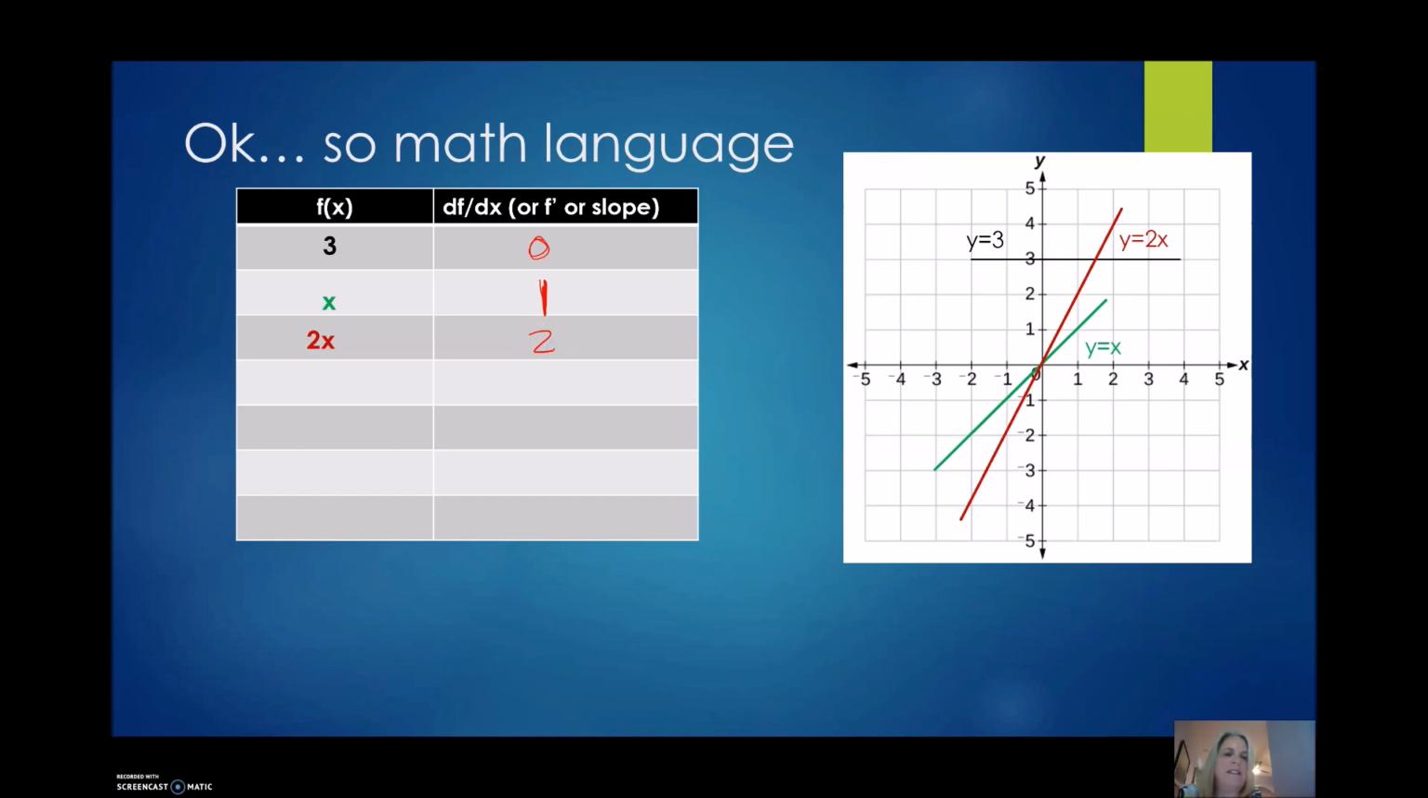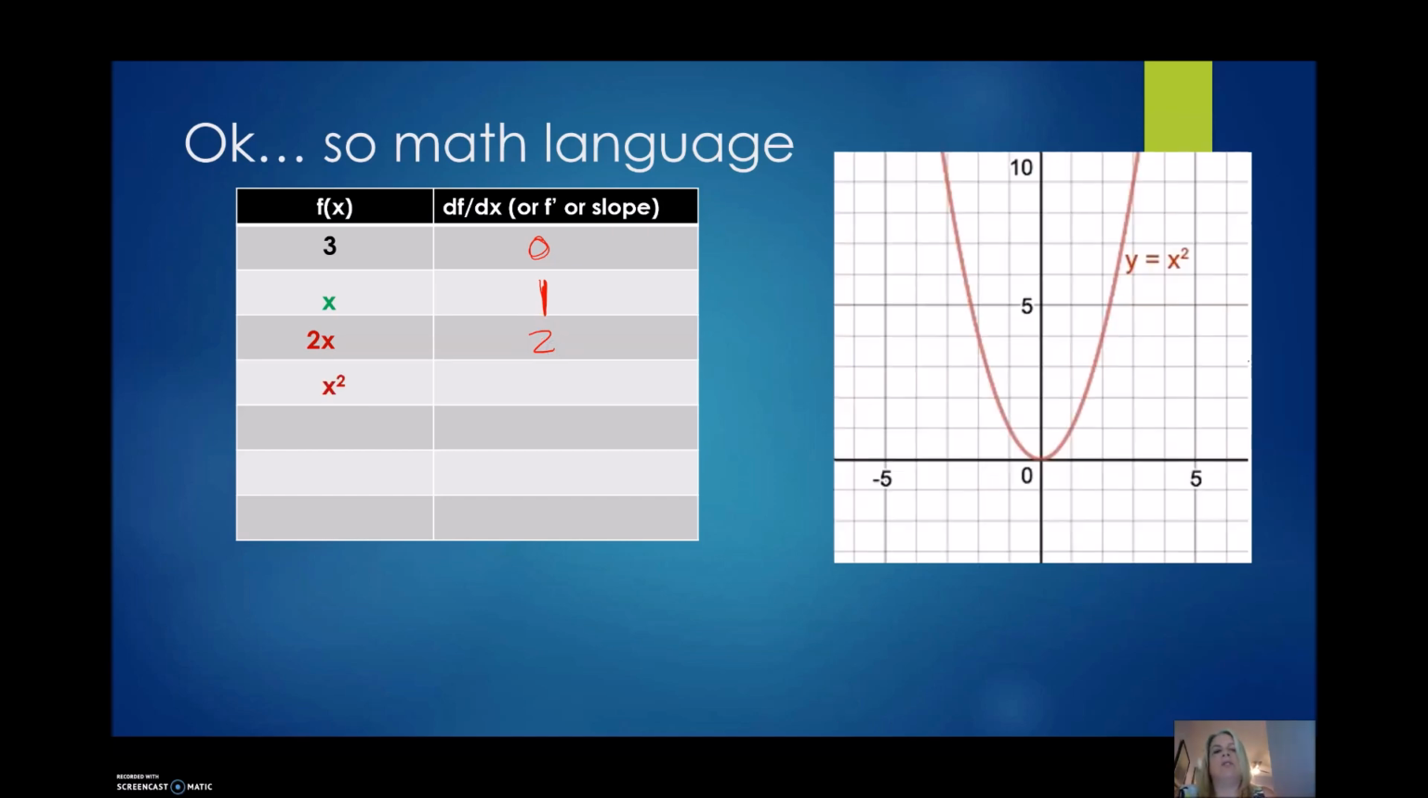And let's go a little fancier. What if we had x squared? So here's a graph of x squared. And what would the slope of that be? Well, if we think about it, we have a negative slope, right? And that slope decreases. It's decreasing to 0, and then it's increasing at the same rate of change. So if we calculated the slope and plotted it, we would actually find that the slope of that is 2x. So the derivative of x squared is 2x.